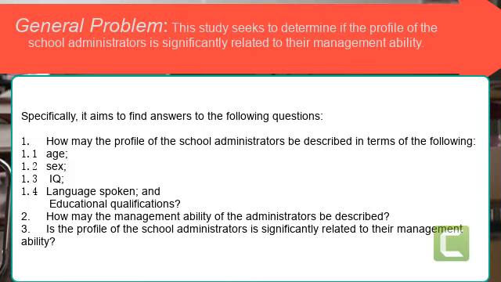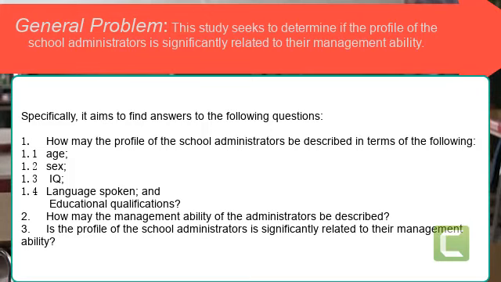So let us give an example. For the general problem, this study seeks to determine if the profile of the school administrators is significantly related to their management ability. For the sub-problems, specifically, it aims to find answers to the following questions.